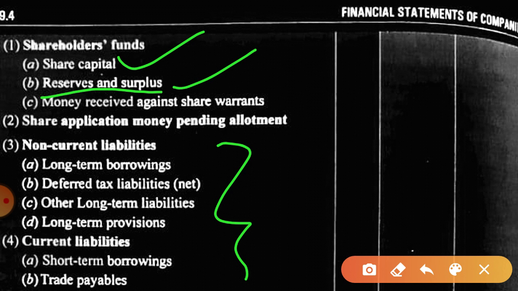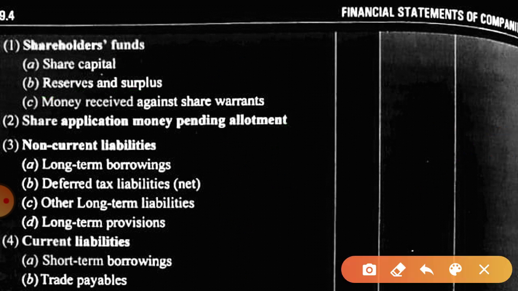If there is a loss in the statement of profit and loss account, it will be shown in the reserves and surplus, and the item will be shown using brackets like this. For example, if reserves and surplus have a negative balance of 50,000, it will be shown like this. Is this point clear to you?